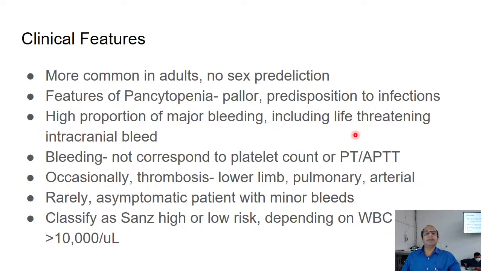Historically, APL has been characterized by SANZ risk criteria as high risk or low risk, depending on the WBC count of the patient. If the WBC count is more than 10,000, it is classified as high risk, and if it is less than 10,000, it is classified as low risk.